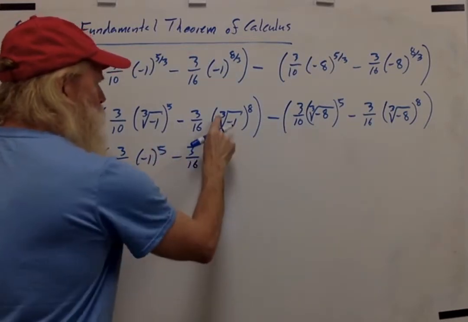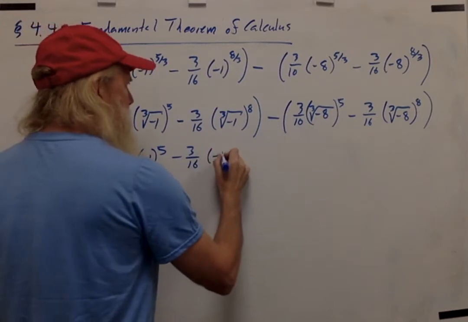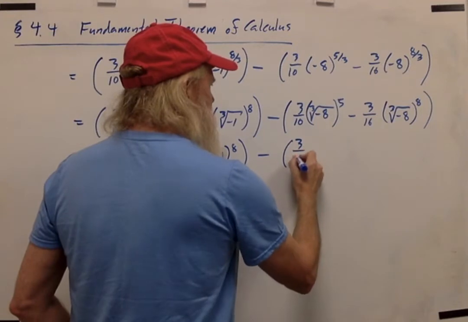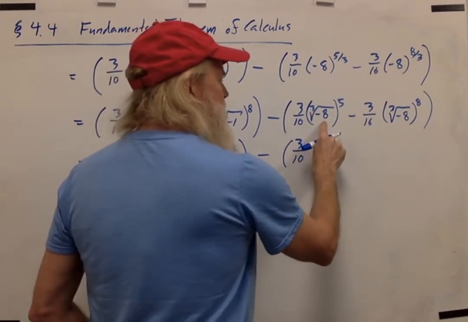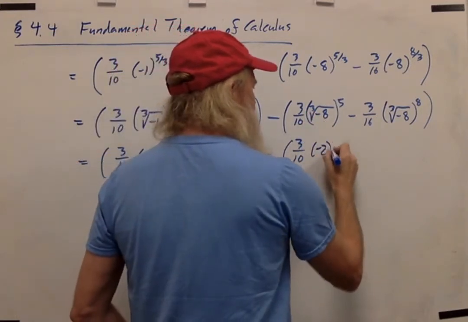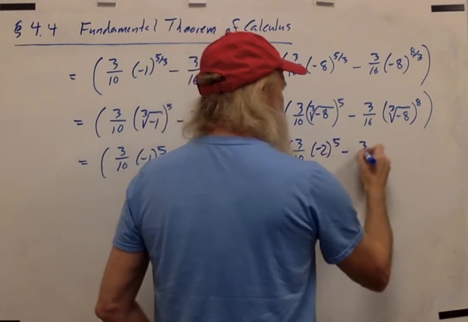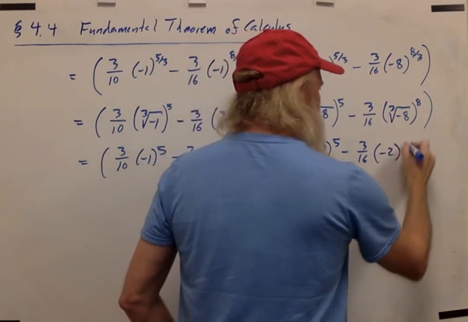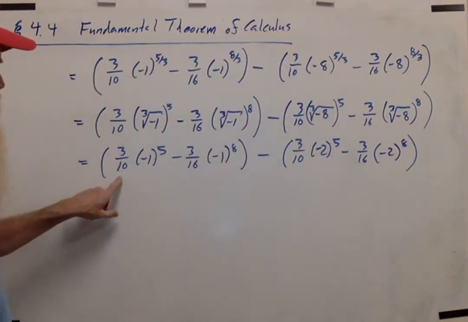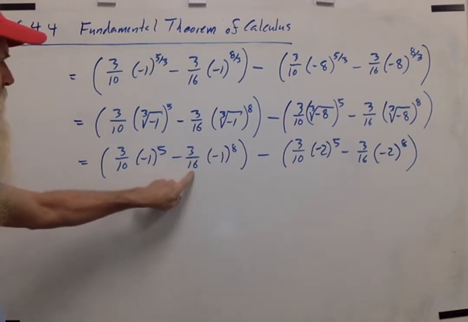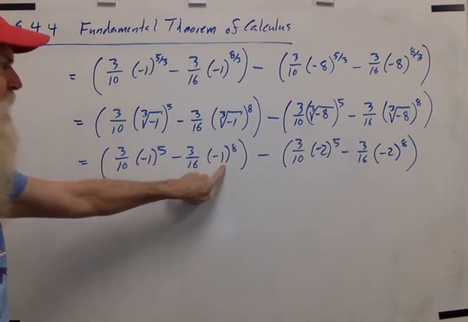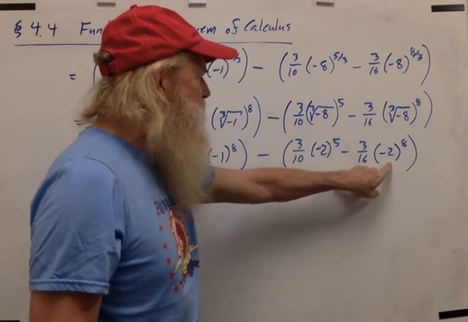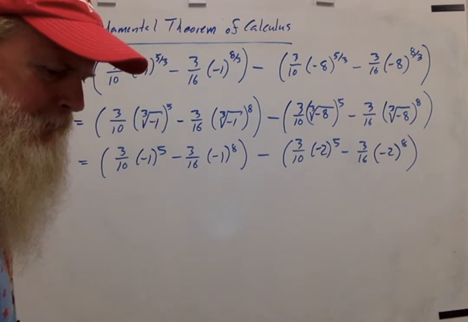Again, over here, the cube root of negative 1 is negative 1. The cube root of negative 8 is negative 2. And again, the cube root of negative 8 is negative 2. So I have 3/10 times negative 1 to the 5th minus 3/16 times negative 1 to the 8th minus 3/10 times negative 2 to the 5th minus 3/16 times negative 2 to the 8th.